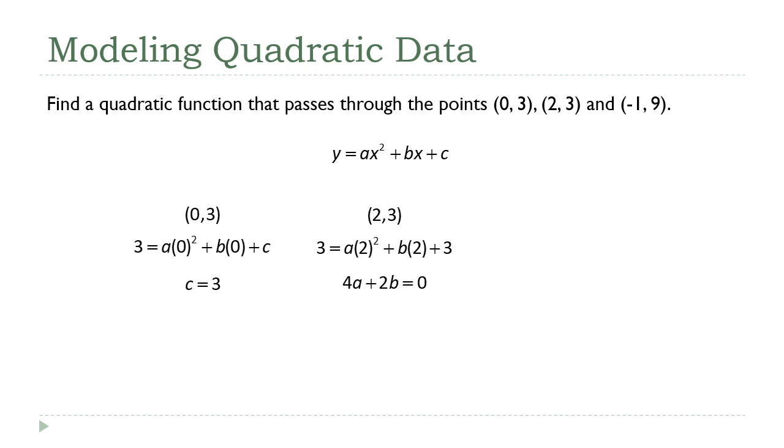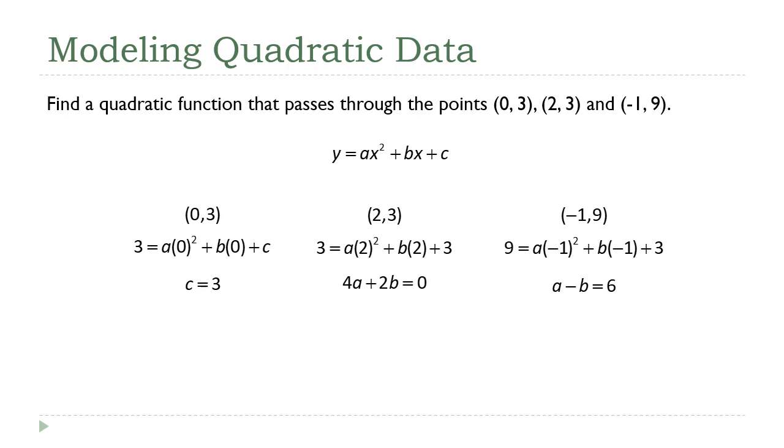Now I'm going to do it again. I'm going to put negative 1, 9 into the equation, and we get 9 equals a times negative 1 squared plus b times negative 1 plus 3. And I'm going to do the same simplifying. I'll subtract 3 from both sides and do a little arithmetic with what's left. So this becomes a minus b equals 6. So look at what we have now. We have a system of 2 equations in 2 variables. And we know how to solve this sort of thing.